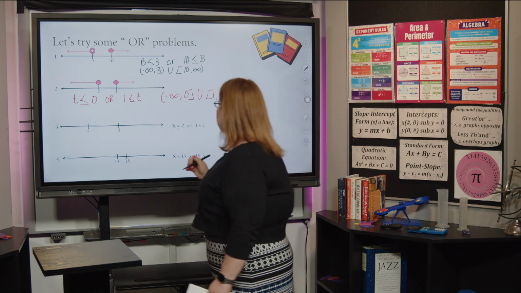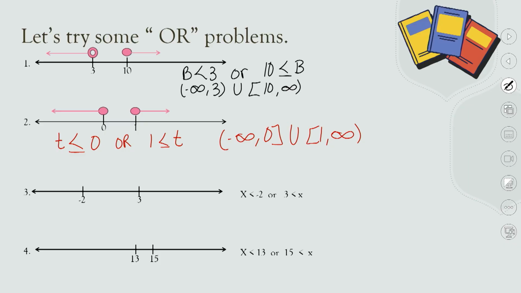I'll get a different color. So my unknowns are less than or equal to -2. So that is a closed circle, and they are smaller. So I am graphing to the left, or 3 is less than my unknown. So that's an open circle, and I'm graphing to the right. Let's look at number 4.